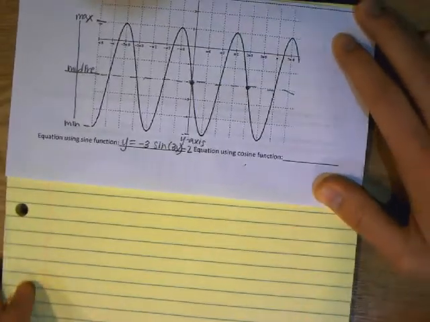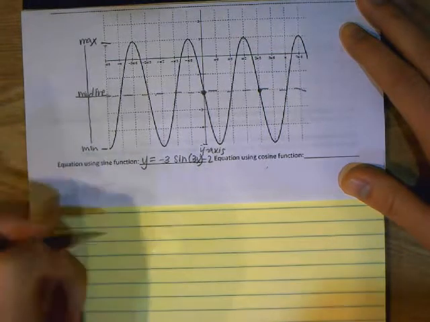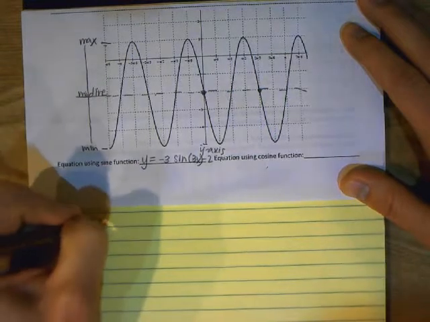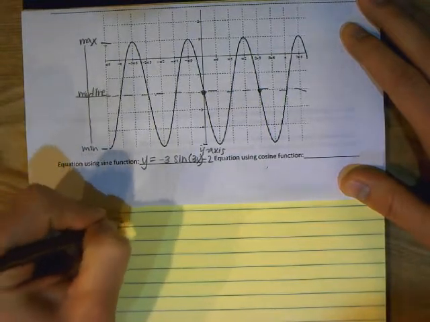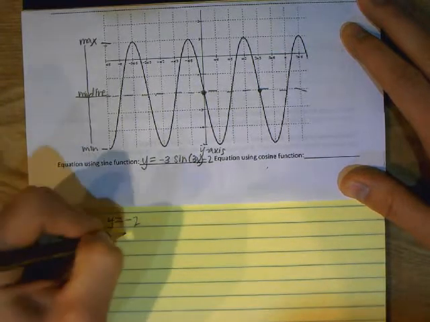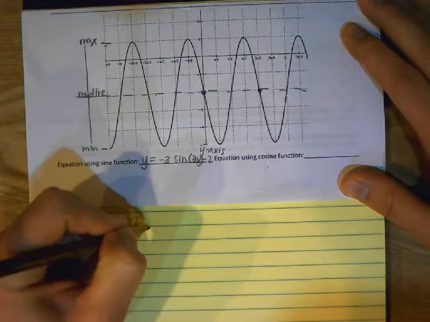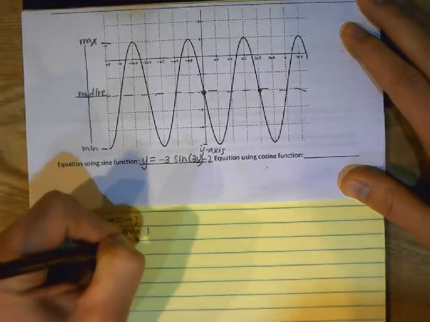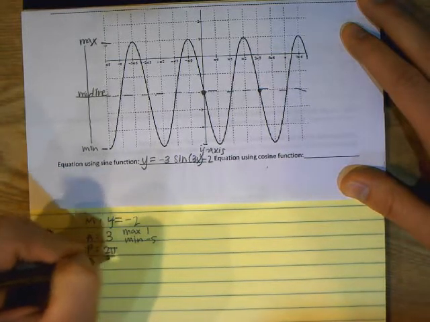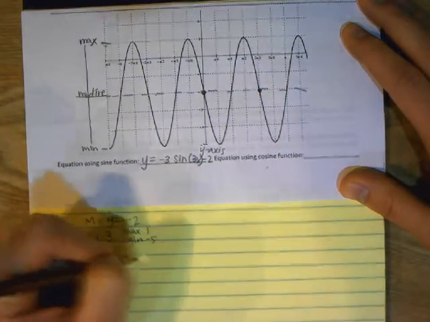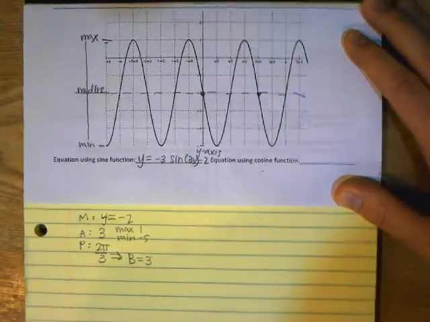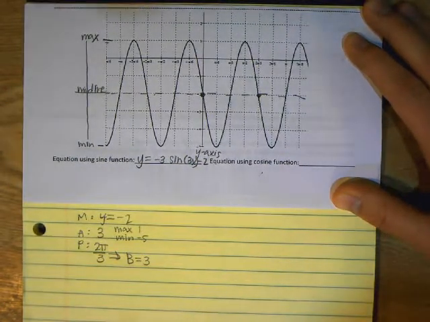So I just said that some of the things aren't going to change, and again, to reiterate, m, a, and p don't change at all. My midline is y equals -2. My amplitude is 3, which means the maximum was 1, and the minimum was -5. And the period was 2 pi over 3, which means that the b value equals 3. Instead of writing this as a sine function, I'm now going to write it as a cosine function.